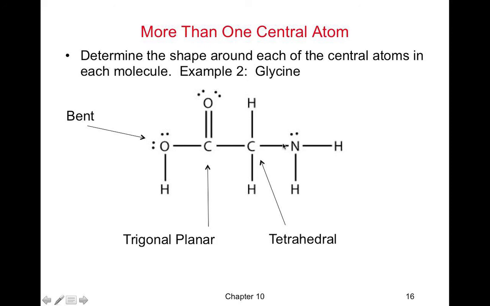And finally, this nitrogen has 1, 2, 3 bonded atoms. It has 1 lone pair for a total of 4 electron groups. So its electron geometry is tetrahedral, but because it has 1 lone pair, the molecular geometry is trigonal pyramidal.